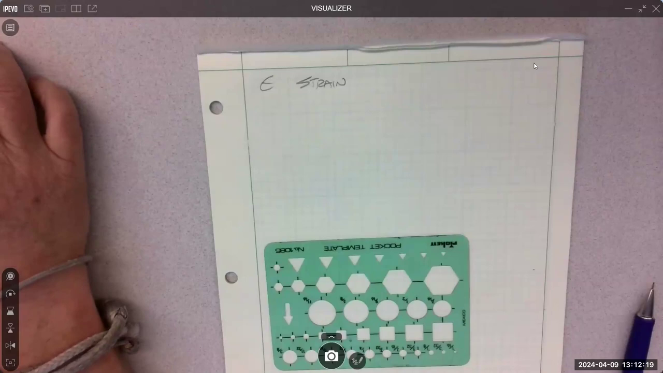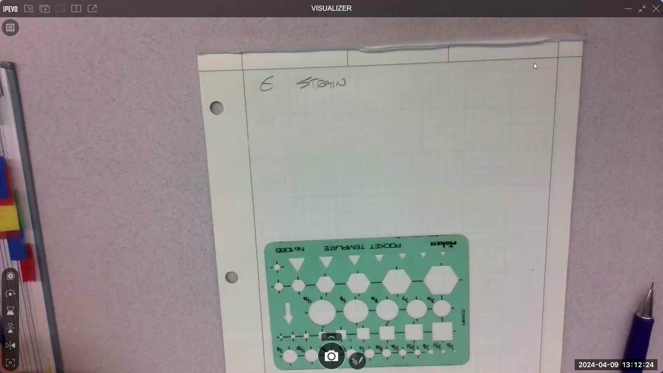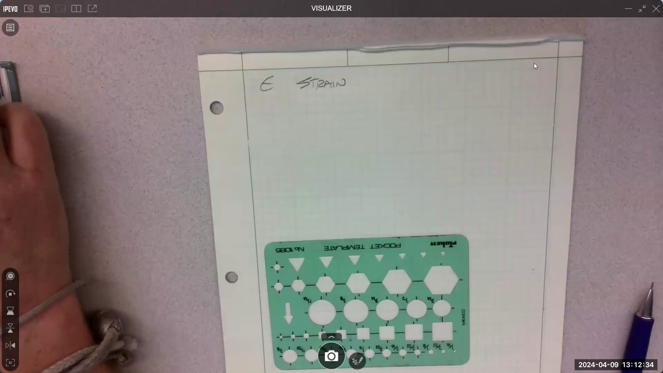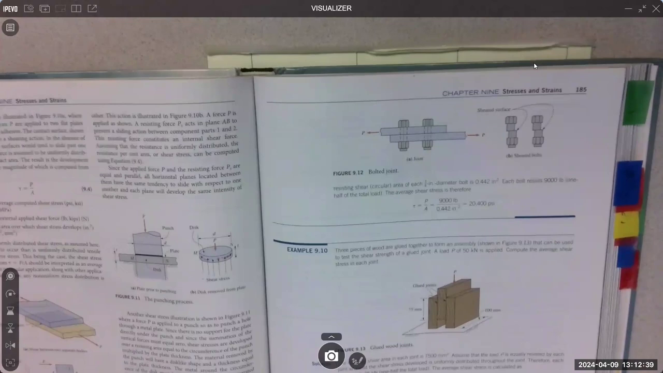Number 10 said refer to figure 12. 9.12, right? So you've got to go search the book for 9.12. All right, where is it? There it is. 9.12, that one.